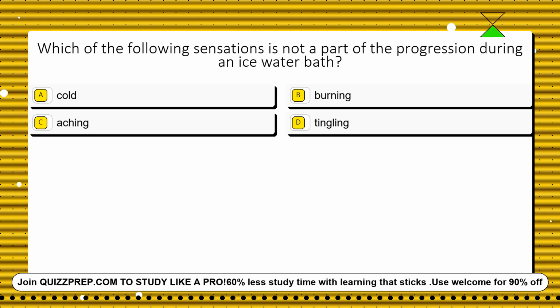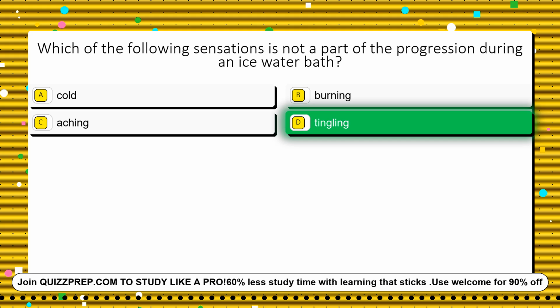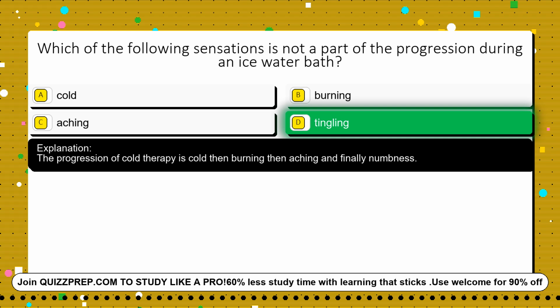Question 59. Which of the following sensations is not a part of the progression during an ice water bath? Option A, cold. Option B, burning. Option C, aching. Option D, tingling. The correct answer is option D, tingling. The progression of cold therapy is cold, then burning, then aching, and finally numbness.